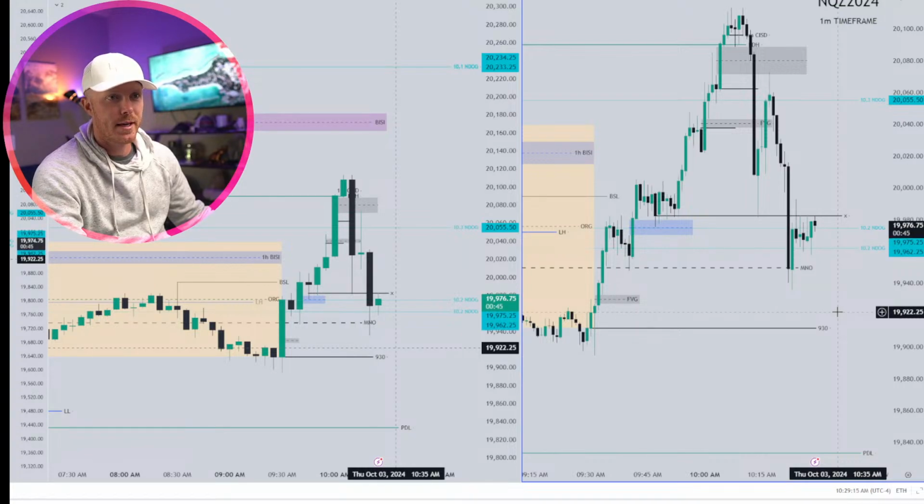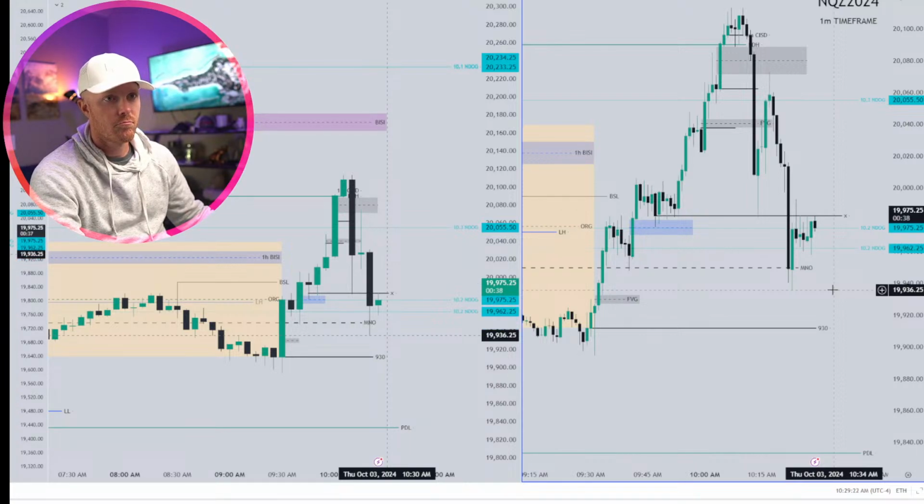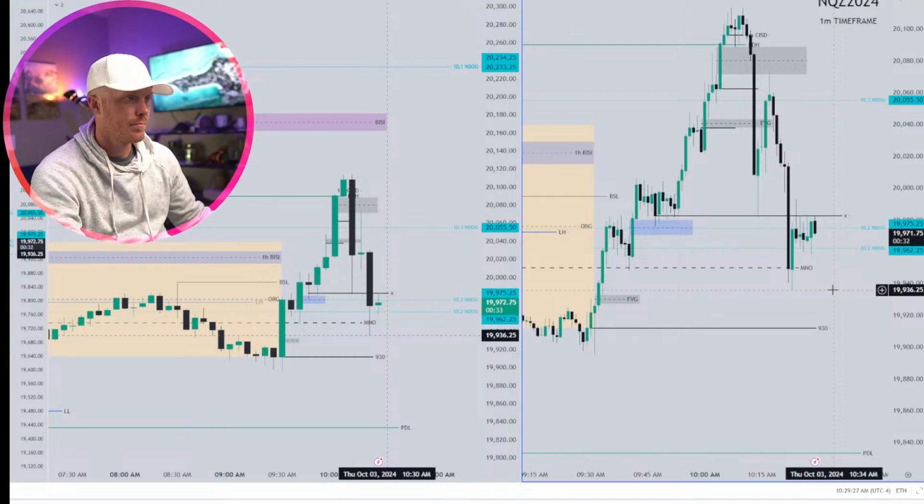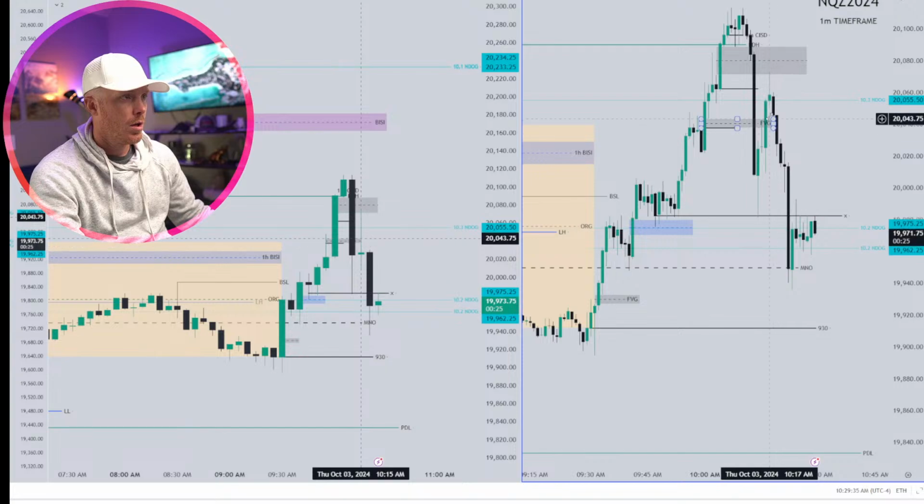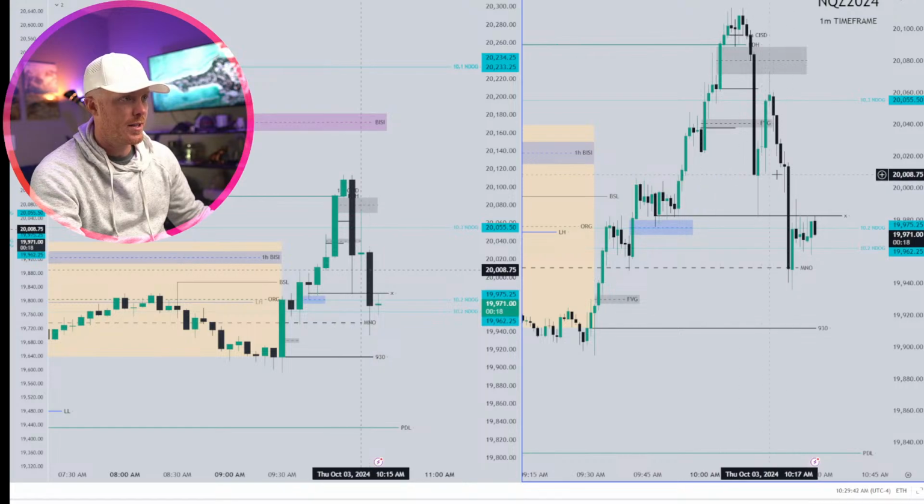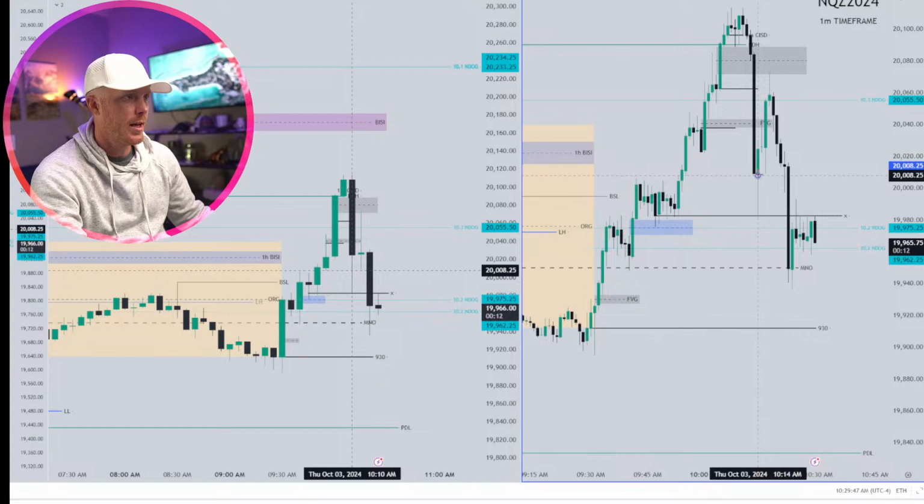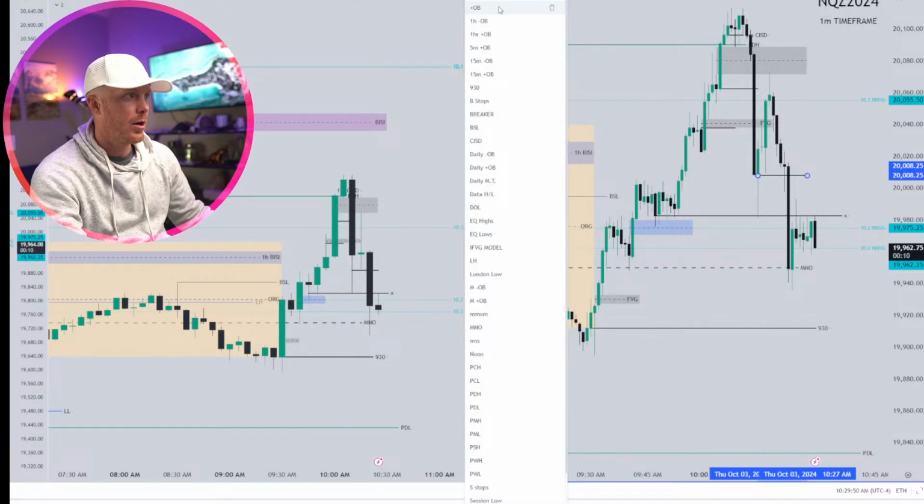I don't know why it's not loading. I've closed out. Yeah, I know. It's done the same for me. I don't expect it to come back up here. I really don't. At most, maybe wick up to this level here to hit this order block. So we'll call that a bearish OB.